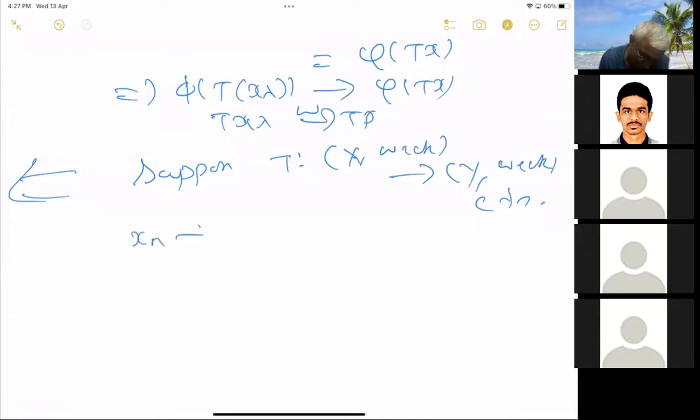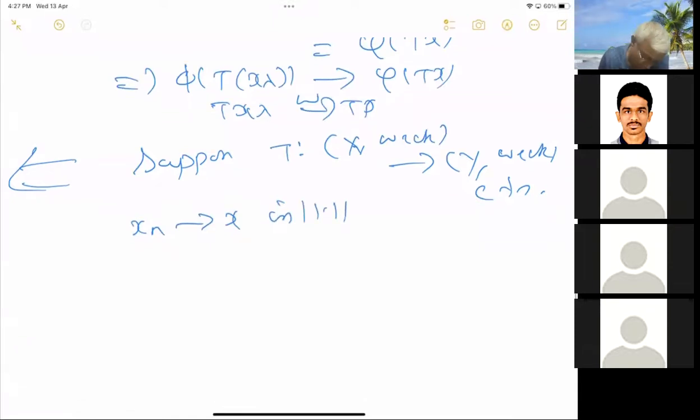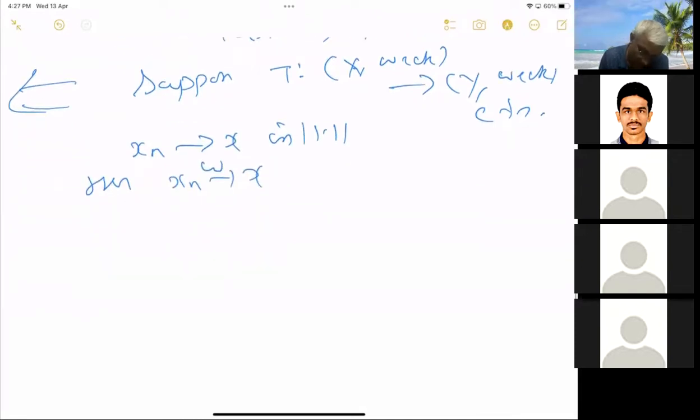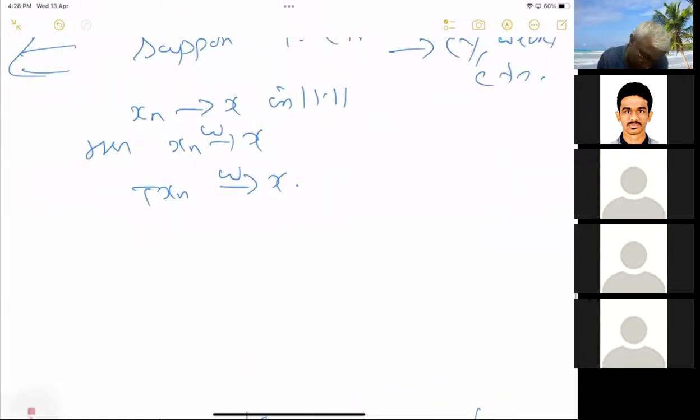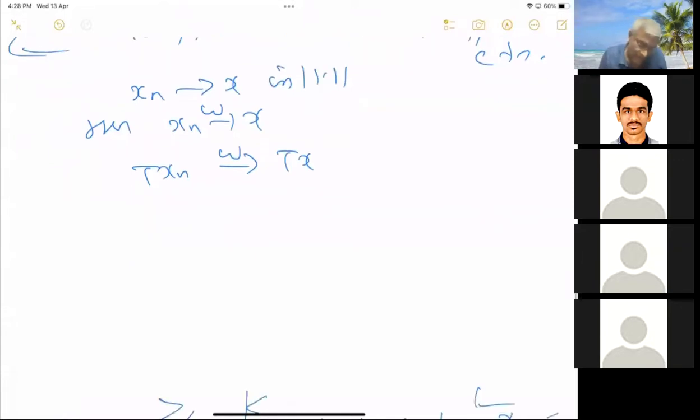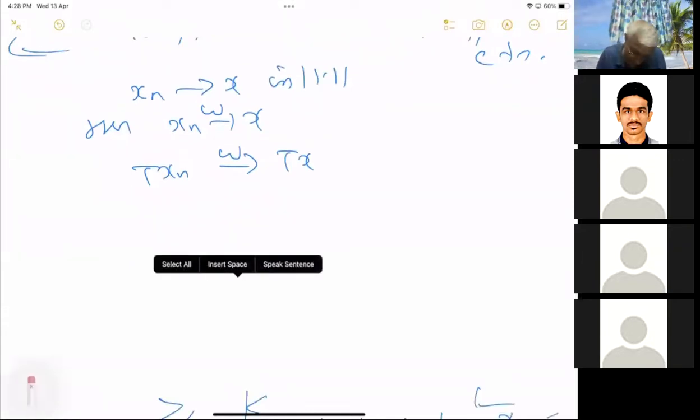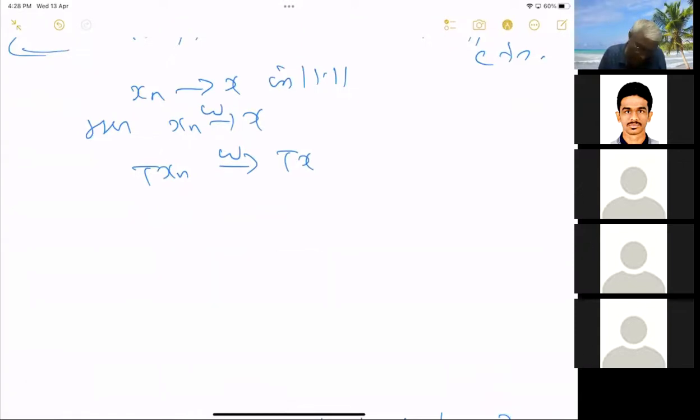Suppose x_n converges to x in norm. The stronger topology, write down the definition, it will be okay. Then x_n converges to x in the weak topology. But since we have assumed T to be weakly continuous, Tx_n converges to Tx in the weak topology. Now we have to prove that Tx_n actually converges in the norm topology. We want to verify that T is bounded. For that, we use the closed graph theorem.